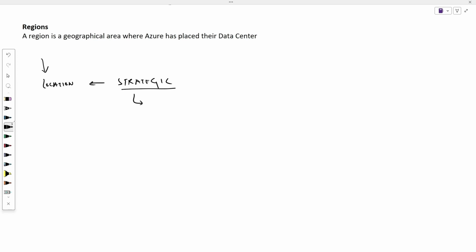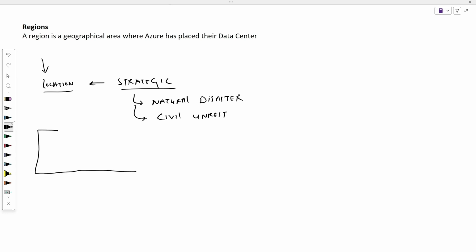Because whenever they want to set up their cloud data center, they will ensure that those data centers are not prone to any natural disasters like flood, earthquake, and also there is no civil unrest. Basically, they want to ensure that their data center is safe and secure whatsoever, and they build their data centers.